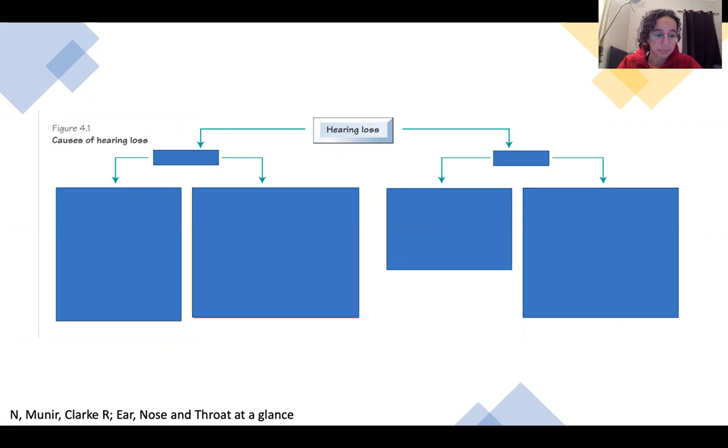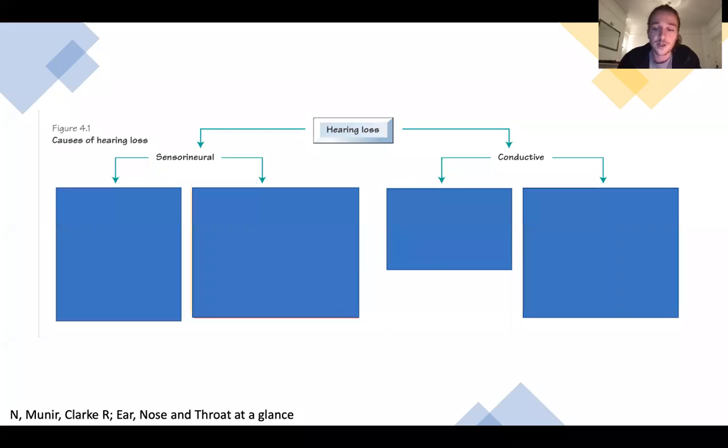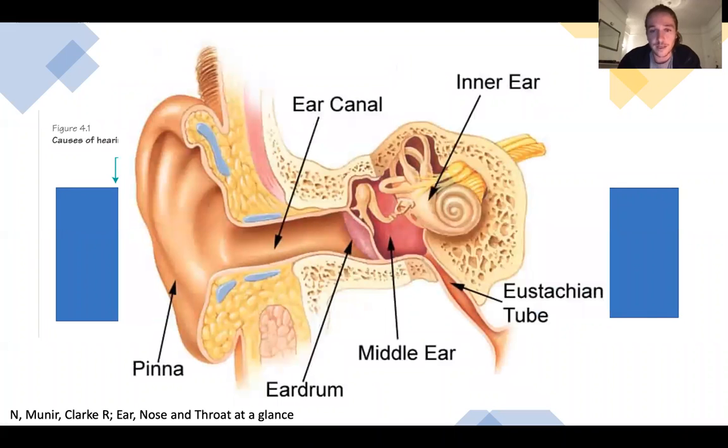So hearing loss is broken up into two main types: conductive and sensory neural. The easiest way to break these up is to think of the anatomy of the ear. So the external ear is all of this. It's from the auricle, so this and the pinna, going through into your ear canal and then to the tympanic membrane. That's all external ear.